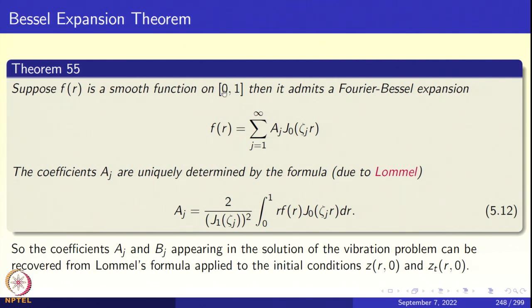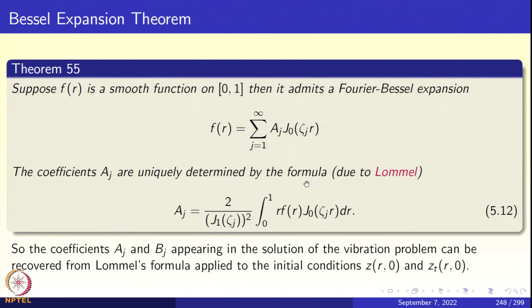In chapter 1, we tried to write a general function from minus pi to pi as a summation of sines and cosines. Here we are trying to write a general function on 0 to 1, we are assuming it's smooth, as a linear combination of J naught zeta j r with certain coefficients, and the coefficients are given by equation 5.12.